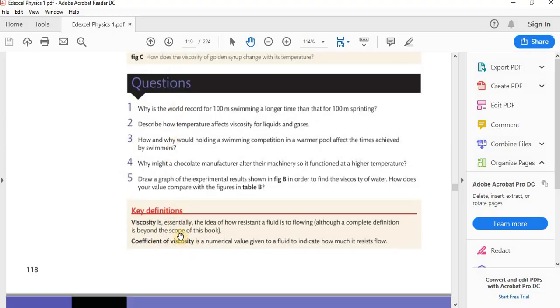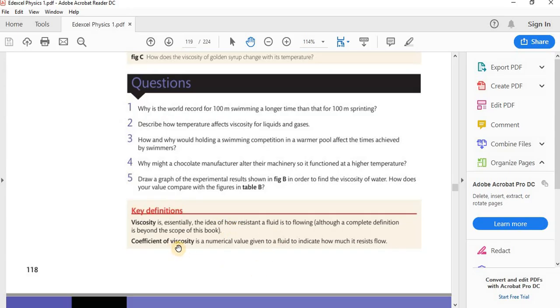Then the definitions are important. Viscosity is essentially the idea of how resistant a fluid is to flowing, although a complete definition is beyond the scope of this book. Like what I said, if you go into detail, it's out of the syllabus, so you can remember this. Viscosity is essentially the idea of how resistant a fluid is to flowing.